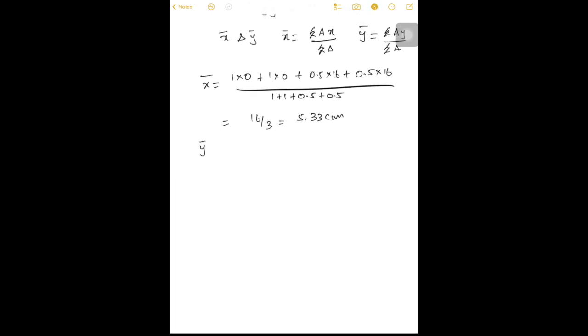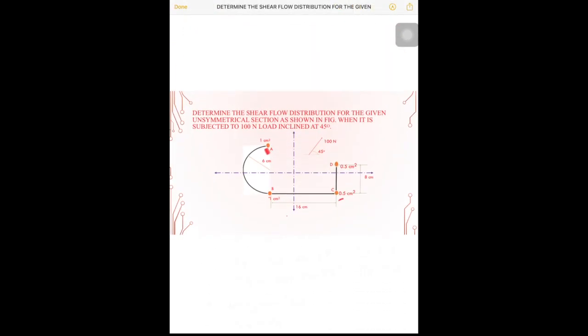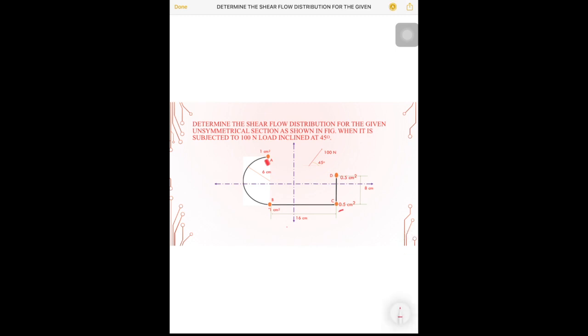So for y bar, the same way, I will take my reference plane from B to C. So booms B and C lie in the reference plane. For boom A, the area is 1 and the distance is 12 centimeter.